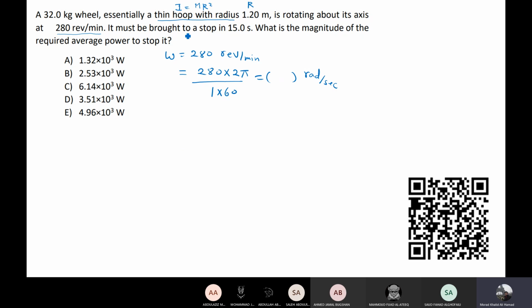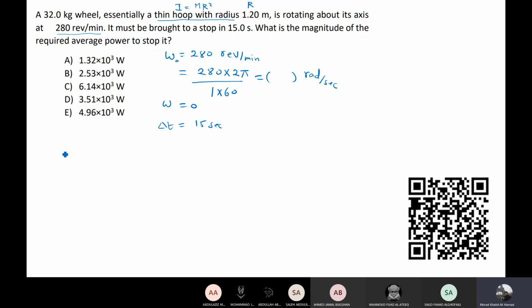Okay, it must be brought to a stop. This is omega initial, so omega final is equal to 0 in 15 seconds, which means delta t is equal to 15 seconds. What is the magnitude of the required average power to stop it?